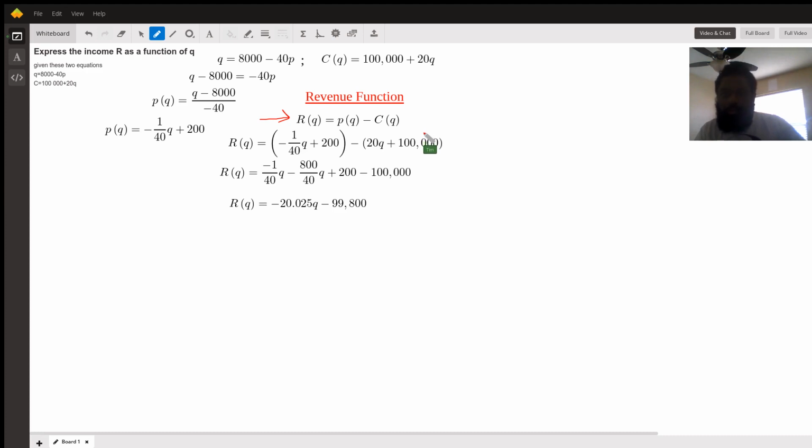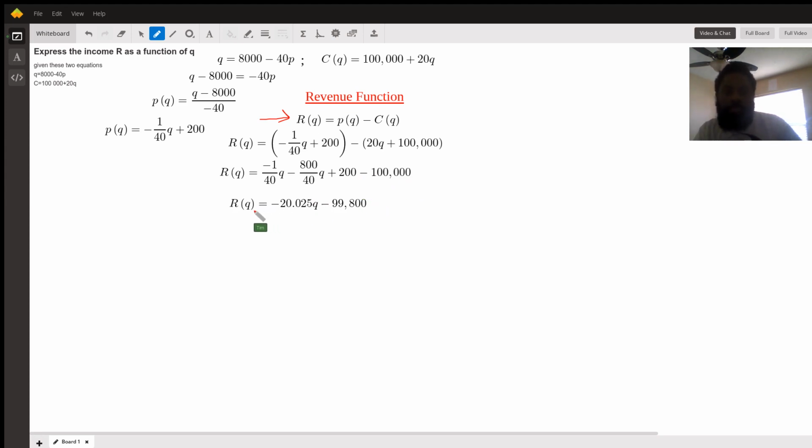Now we add like terms. Negative 1 over 40Q minus 20Q, or you can represent it as 800 divided by 40Q plus 200 minus 100,000. Then now we have a common denominator. We can add negative 1 minus 800, which is negative 801 divided by 40. Negative 801 divided by 40 is going to give us a decimal, negative 20.025 Q minus 99,800 because we're subtracting 200 from 100,000.